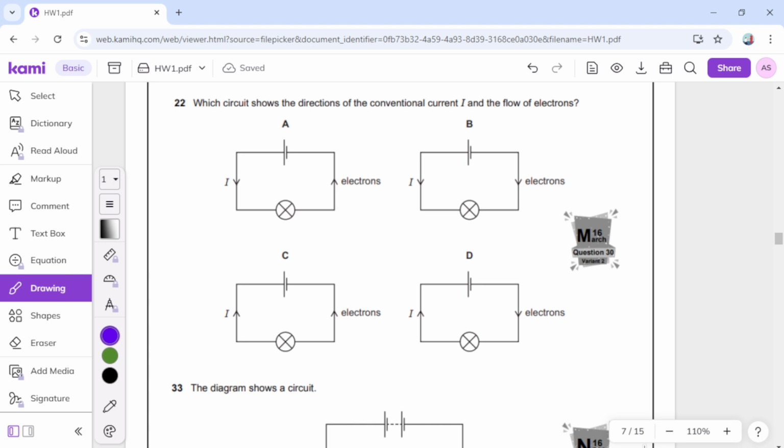Which circuit shows the direction of a conventional current? We said conventional current is from positive to negative. From positive, the long line, to negative, the short line. So this is the current direction, and the electron direction will be the opposite. So B is correct.